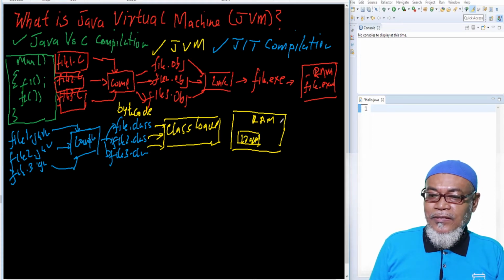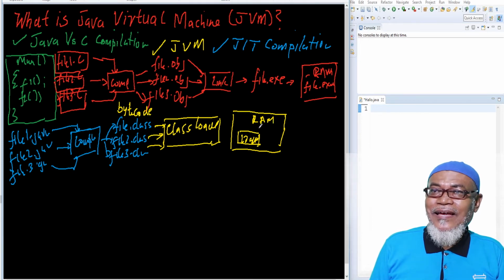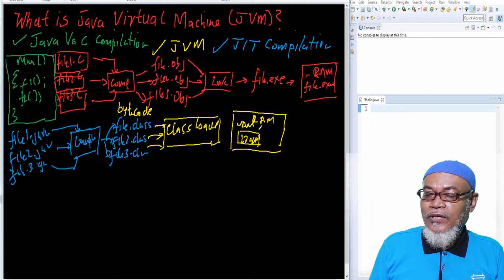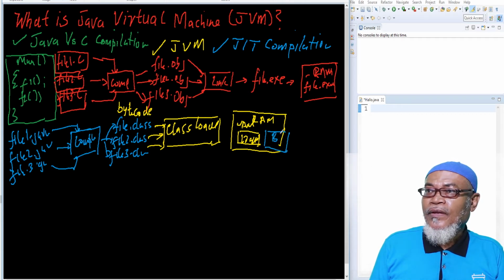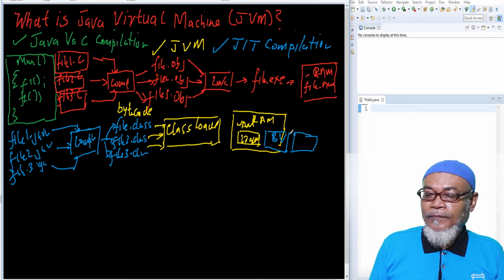So basically, this is the process. However, inside the RAM we have the JVM. The JVM, that is the Java virtual machine, is inside the RAM, and it will contain the class loader and also the bytecode verifier. The bytecode verifier will verify the bytecode to make it safe. And then finally, inside the JVM, which is inside the RAM, we are going to have the execution engine.